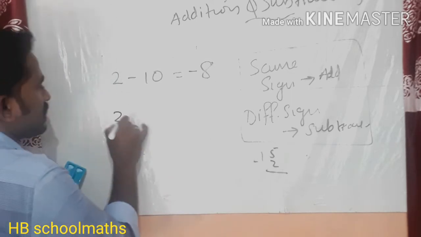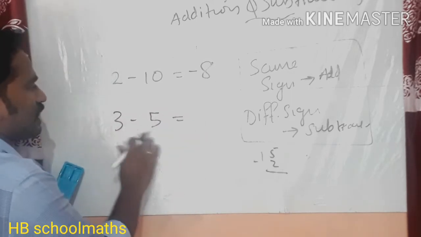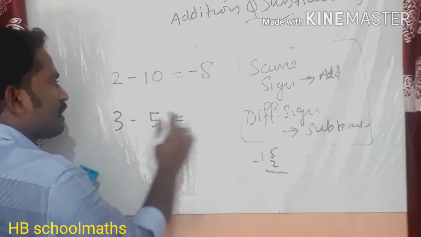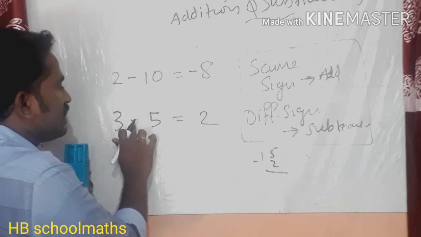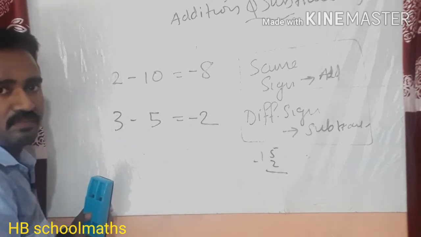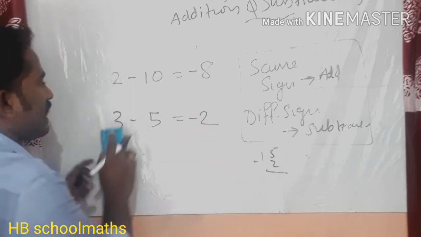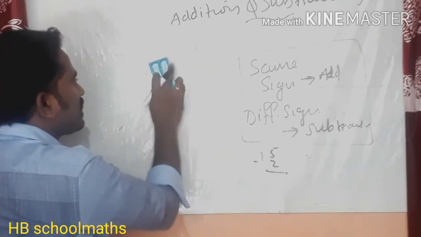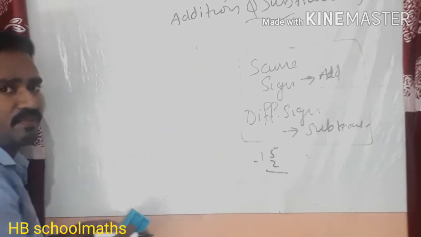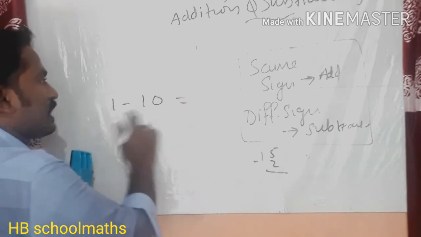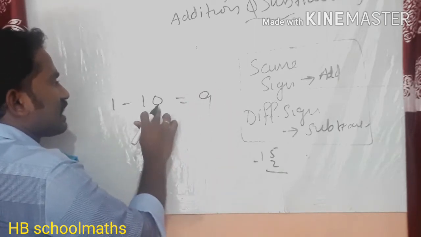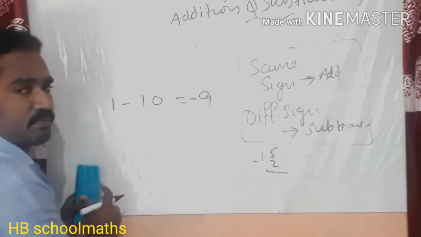Okay, and 3 minus 5. See here, 3 minus 5, different sign only. Then subtract. 5 minus 3, answer is 2. And 5 is greater. The absolute value of 5 is greater, it is negative. Answer is negative. Okay, like that. Understood? So 1 minus 10, what is the answer? 10 minus 1 is 9, and 10 is negative, so answer is negative, minus 9.